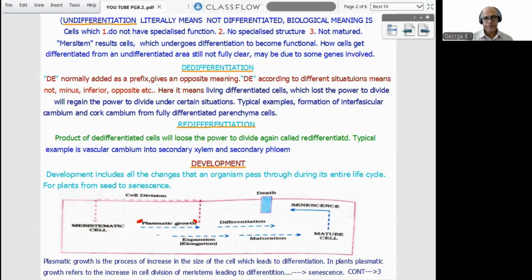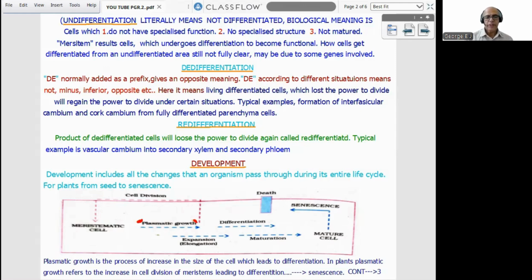deoxyribonucleic acid. So here it means living differentiated cells which lost the power to divide will regain the power to divide under certain situations. Typical examples, formation of interfascicular cambium and cork cambium from fully differentiated parenchyma cells. I think dedifferentiation is also clear.